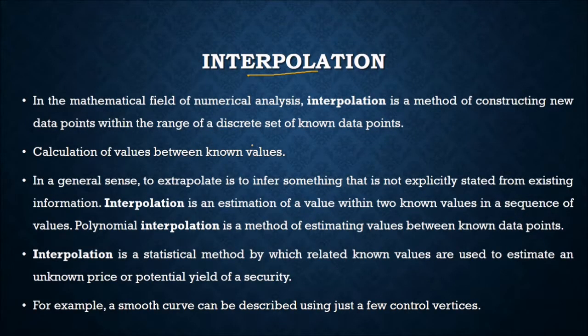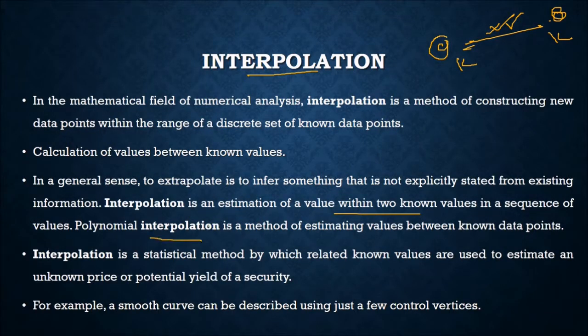Interpolation. What do you mean by interpolation? What is interpolation? In the mathematical field of numerical analysis, interpolation is a method of constructing new data points within the range of a discrete set of known points. So these are known points and these points are computed. Calculation of values between known values is interpolation, and in a general sense, to extrapolate is to infer something that is not explicitly stated from existing information. So interpolation is an estimation of a value within two known values in a sequence of values.